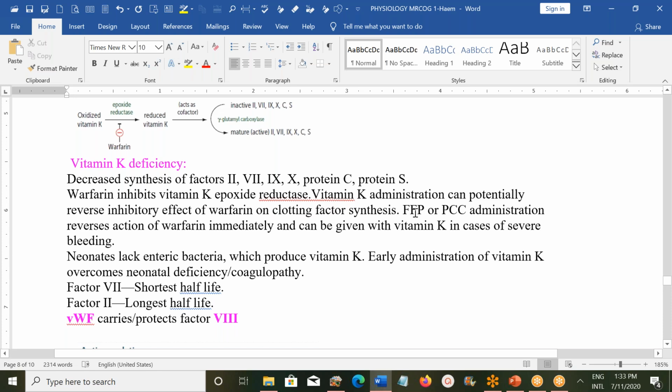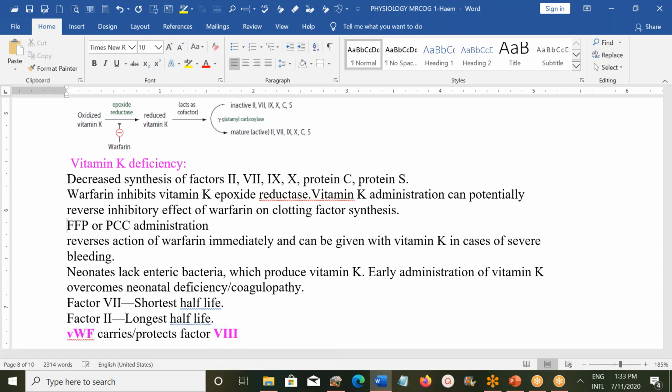Fresh frozen plasma, or plasma and cofactors administration, will reverse the actions of the warfarin immediately, and it can be given with vitamin K in cases of severe bleeding. It can be given. Okay?